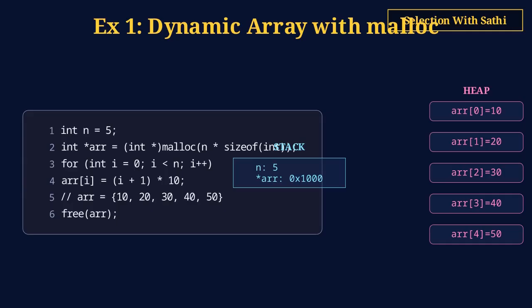ar[i] = i * 10 gives us 0, 10, 20, and so on. When we are done, we call free of ar and set ar to null. This is the complete life cycle: allocate, check, use, free, nullify.